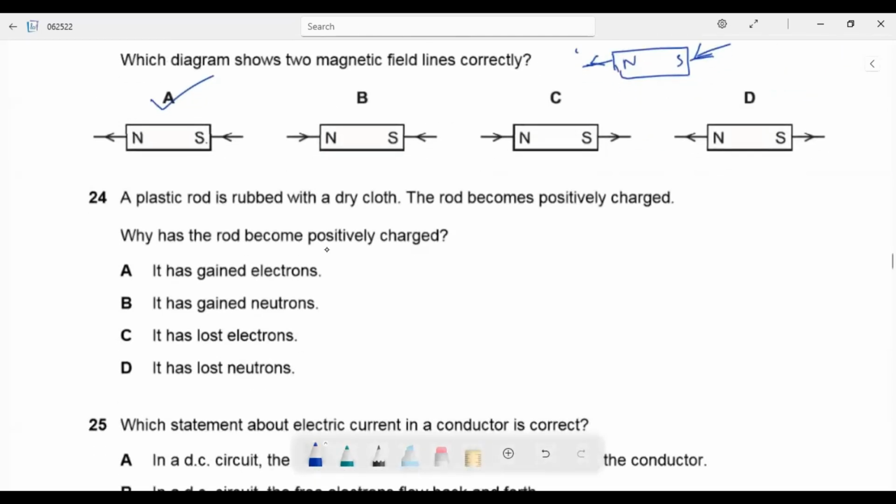A plastic rod is rubbed with a dry cloth. The rod has become positively charged. Why has the rod become positively charged? Rod is there, cloth is there. It has become positively charged means it has lost electrons to the cloth. As it is losing the electrons, it has become positively charged. So the right answer is C. It has lost electrons.